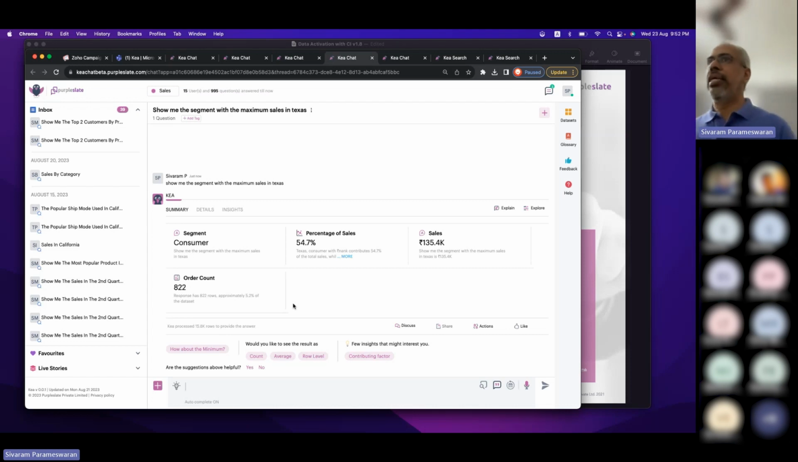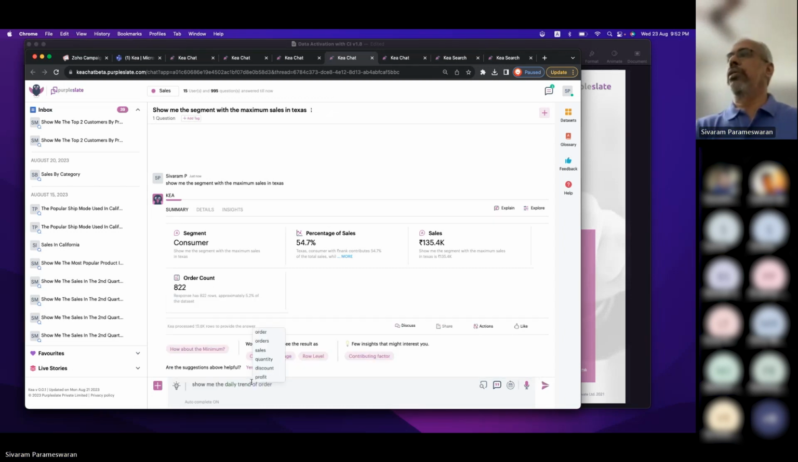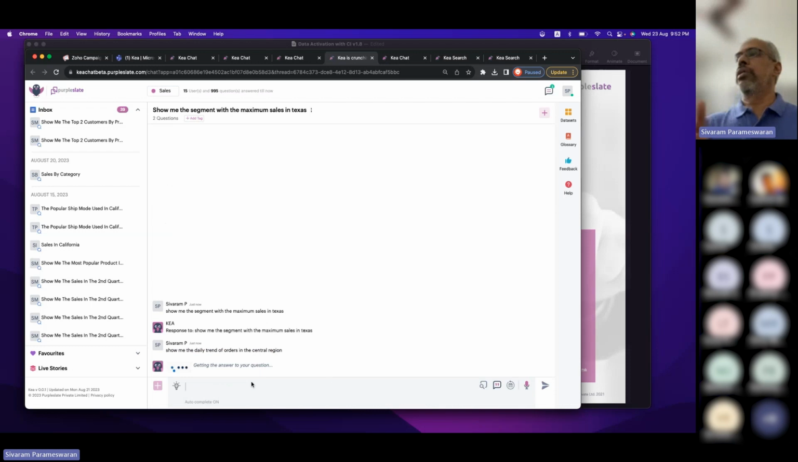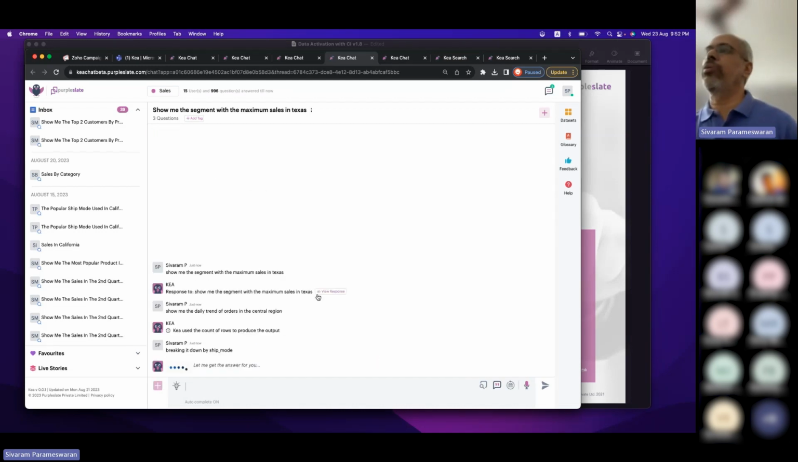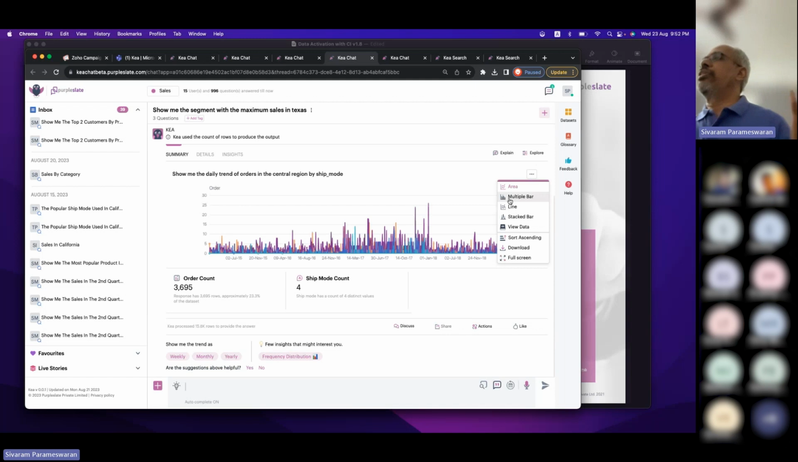Why can't we just let the users ask the question? Because each one of their information needs is very, very different. Let them ask the question and let the application respond back. It can respond in text or metrics like this, or as I said, it can even be a visualization. It gives me this metric, and I can ask it to break it down by ship mode, and you can change the visualization types.